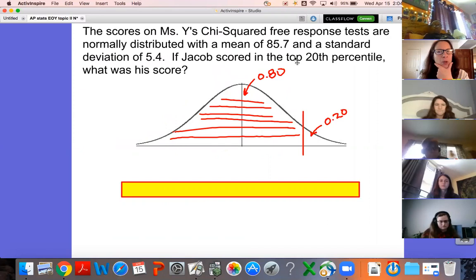Okay, so if Jacob scored in the top 20th percentile, what was his score? So here's what we know about Jacob. He was in the top 20%. So his score was here, and there's only 20% above him, which means 80% are below. We always need the area to the left. We can never use the area to the right.